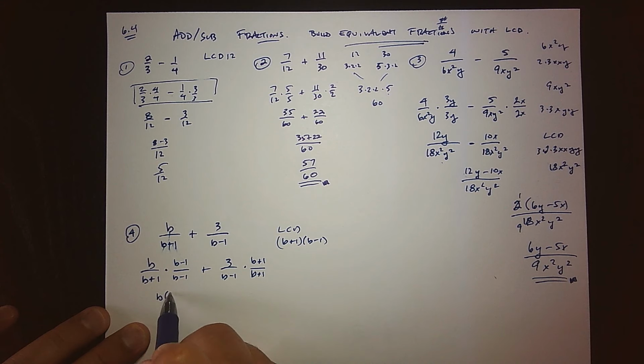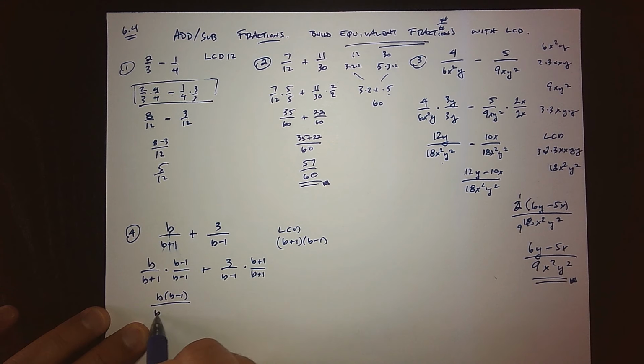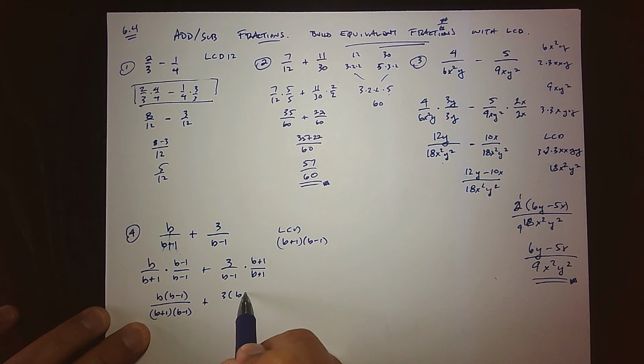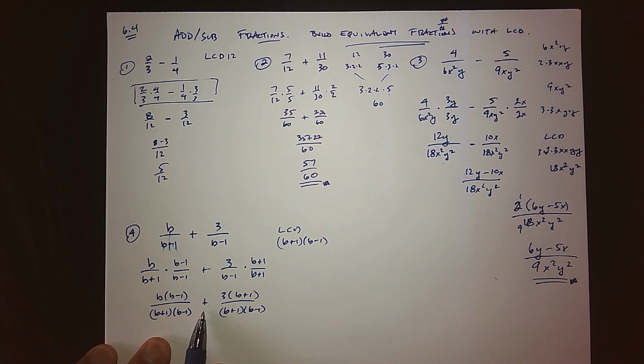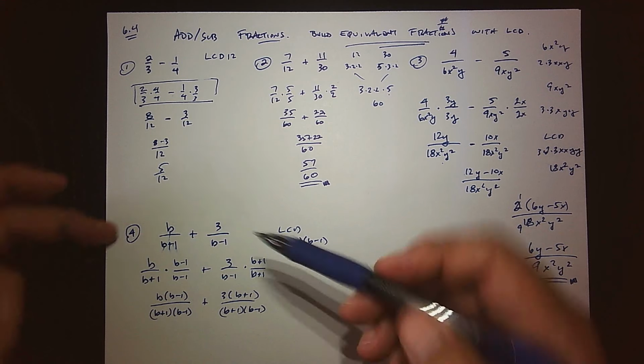We get b times b minus 1 all over our LCD plus 3 times b plus 1 all over our LCD. Now be very careful here, right? Because the intent is to add, and I have the same denominator to perform that addition. One of the most common mistakes students will make is they'll see the b minus 1 and the b minus 1 are common here, and they'll want to divide it out. So the good news is it's okay to divide it out because they are factors, but the bad news is you end up right where we started.